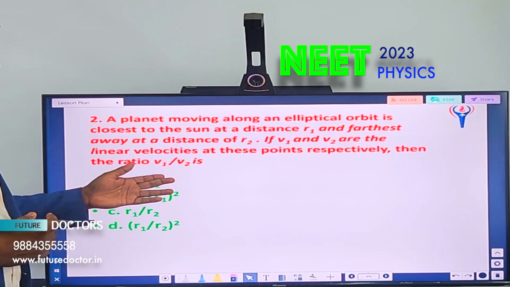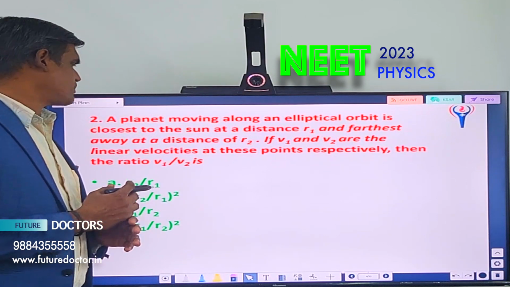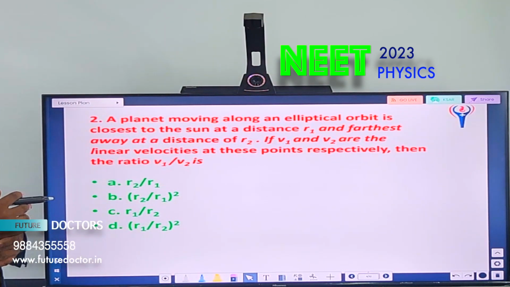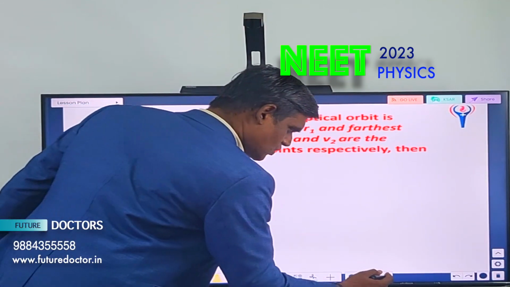Here you should know the relationship between velocity, that is speed, and the distance. That is Kepler's law only. By applying Kepler's law only, you can solve this question. Let's move to question number 3.